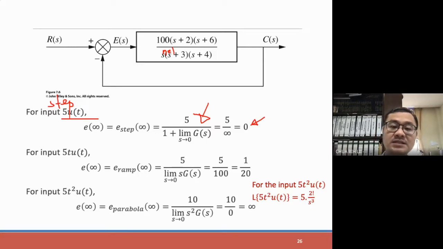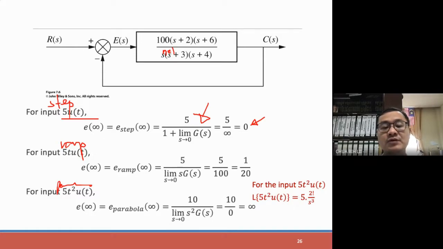But the system's n is 1 when the input now increases to a ramp. So this is a ramp input. Therefore, now the problem will start to occur. There will be a finite value, which is 1 over 20, right? Then we further increase to a parabola type of input. Therefore, we will get an infinite error.